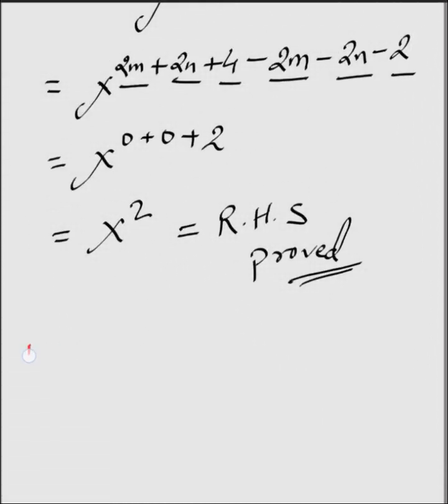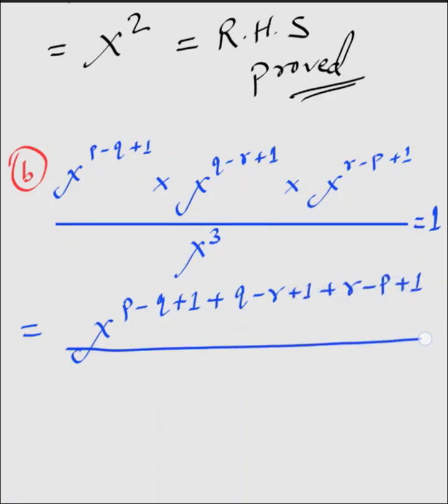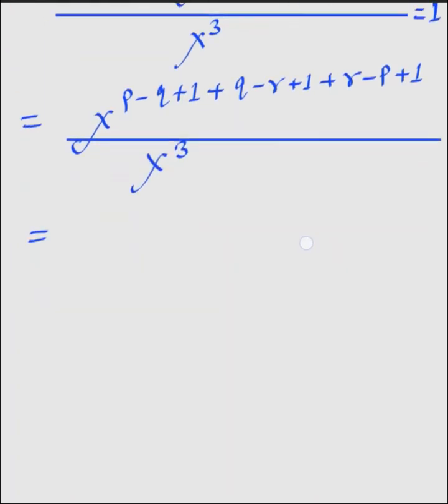Okay, I will write the second question B here. This is the second question, right? Here also it's similar to the first one. The bases here are same and between the bases there is multiplication, right? So what we can do, add all this one and this one. Just add these three. p minus q plus 1 plus q minus r plus 1 plus r minus p plus 1 upon x power 3 is equal to x.